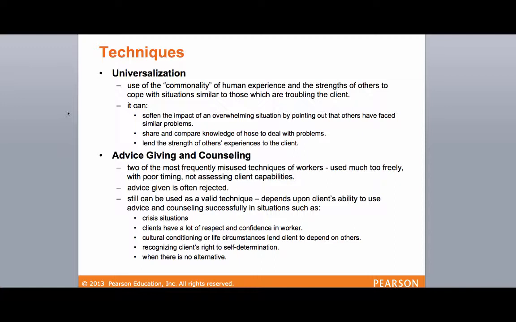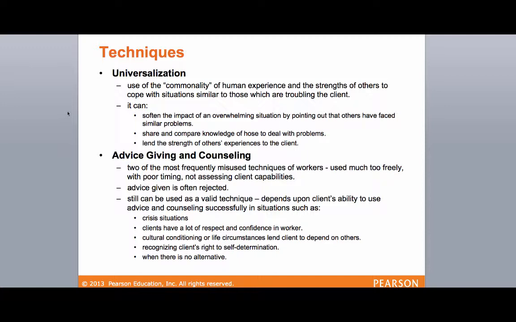The slide says that it can share and compare knowledge of how to deal with problems, of those others who have dealt with problems as well, and lend strengths to the client's experiences, the kinds of ways that others have resolved their issues. I like the use of universalization, and I think it makes people feel okay about being in an interaction with you and feeling the way they feel. They don't feel so peculiar.